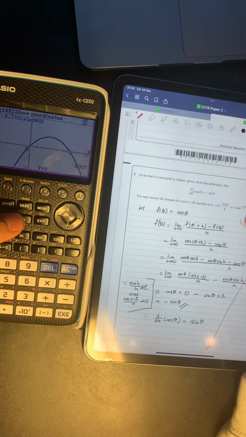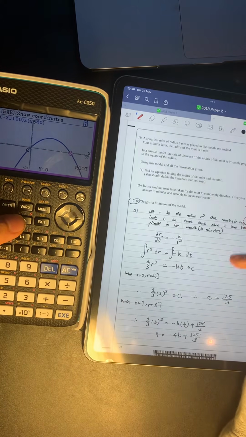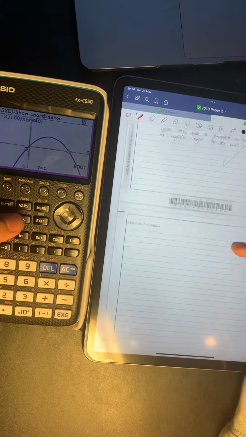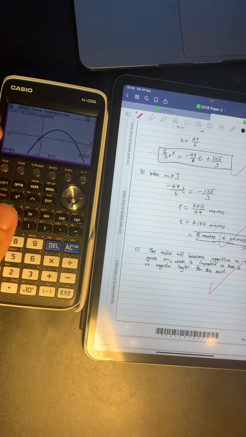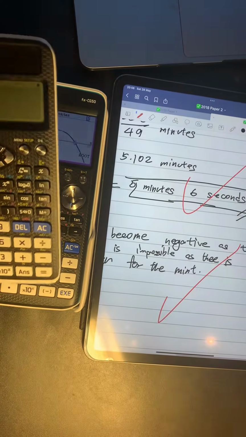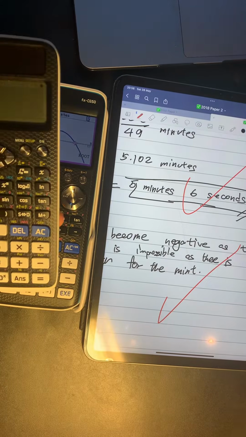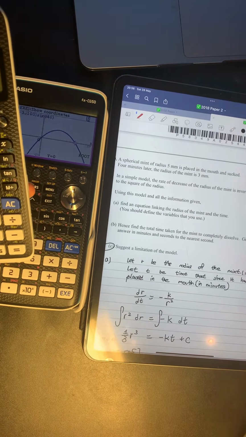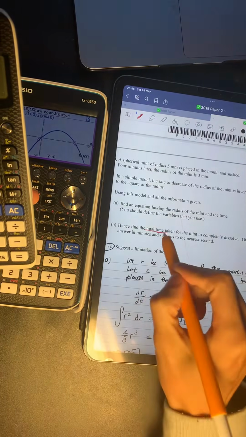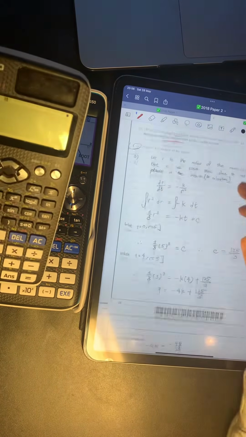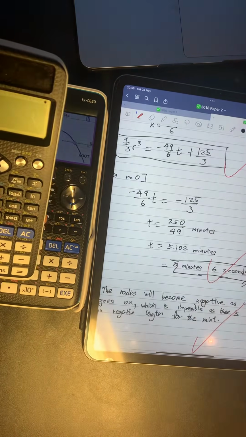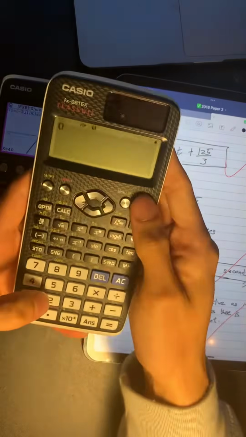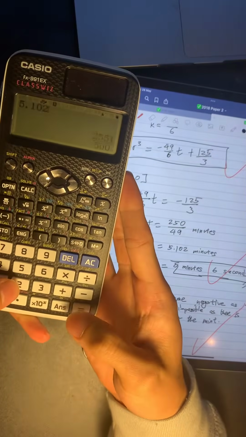Now, so these differential equations, unfortunately, you have to do it. If you want to convert minutes into minutes and seconds, there's a quick time hack. So for example, this question, where we have to find the total time in minutes and seconds, and obviously we just plug it into the equation and we got 5.102 minutes.